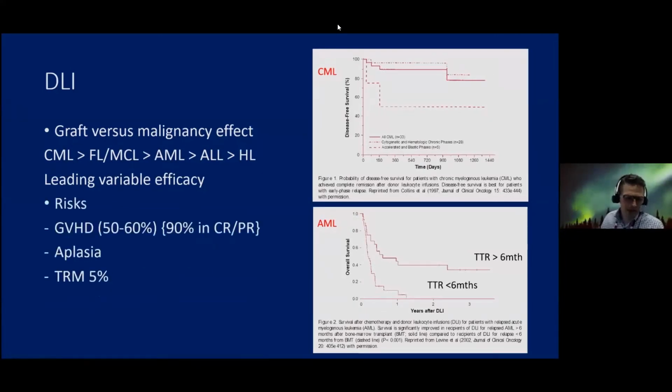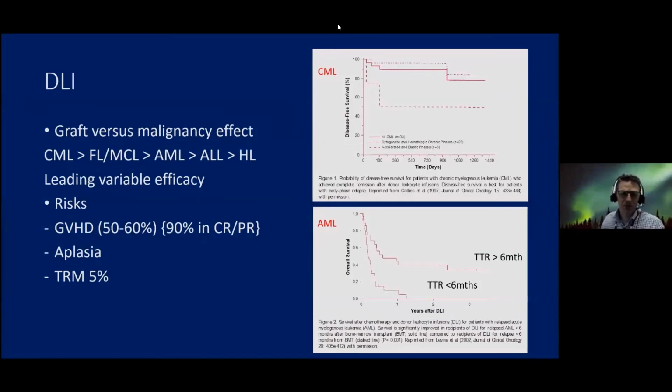So what other important things are there to consider with DLI? Well, I guess the risks are important, and graft versus host disease is why we're doing it, to try and induce a graft versus malignancy effect. And we would anticipate this in 50 to 60% of patients from the data we know. But if we look at patients who respond, it's about 90% of those patients who will have experienced graft versus host disease. And obviously, chronic graft versus host disease is what we're chasing, but clearly sometimes we may encounter overlap GVHD, chronic and acute, occurring together.